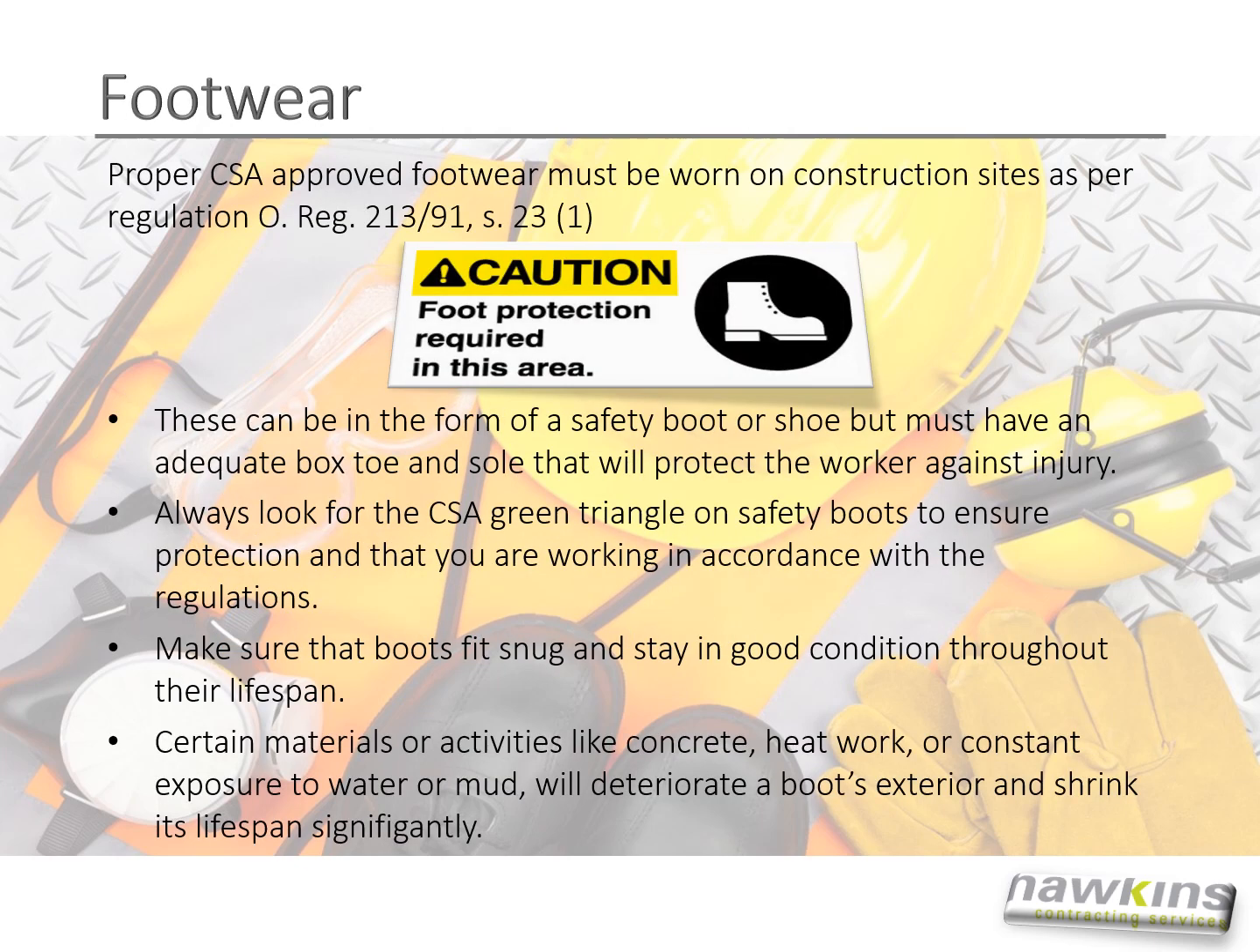Proper CSA approved footwear must be worn on construction sites as per Section 23-1 of the Regulations on Construction Projects. These can be in the form of a safety boot or shoe, but must have an adequate box toe and sole that will protect the worker against injury. Always look for the CSA green triangle on safety boots to ensure protection and that you are working in accordance with the regulations. Make sure that boots fit snug and stay in good condition throughout their lifespan.